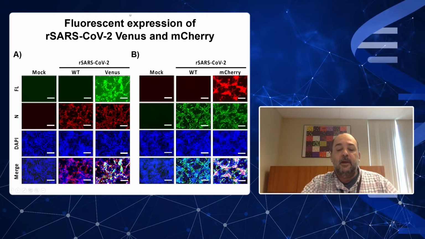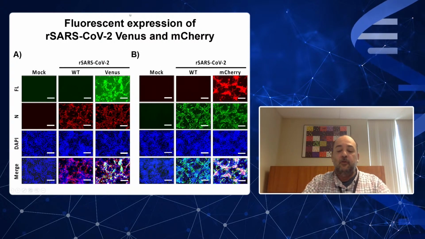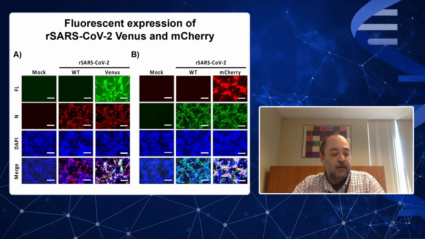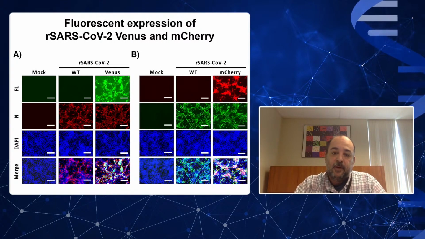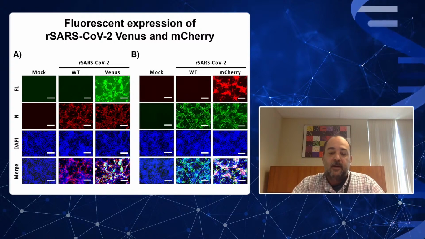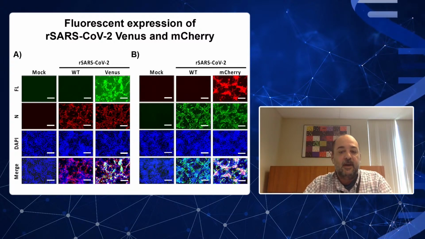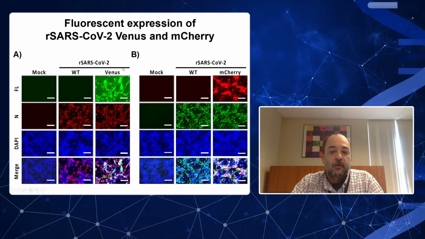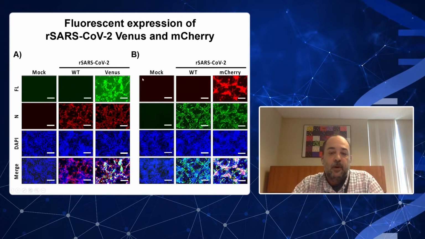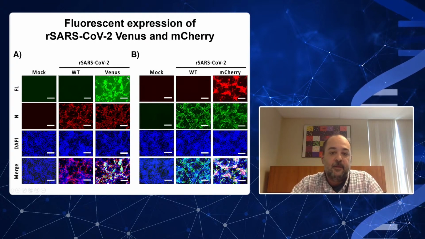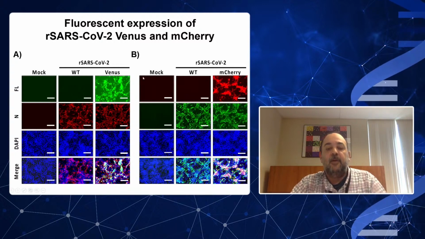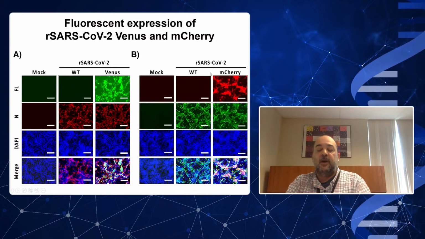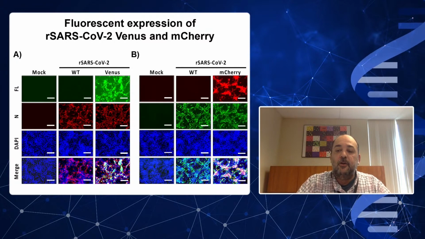And as you can see here, once we introduce the reporter gene in place of the open reading frame 7A of the virus in the bacterial artificial chromosome and transfect cells, we were able to efficiently recover viruses that express the green Venus fluorescent protein or Cherry, as well as NanoLuc that I'm not going to show you now.